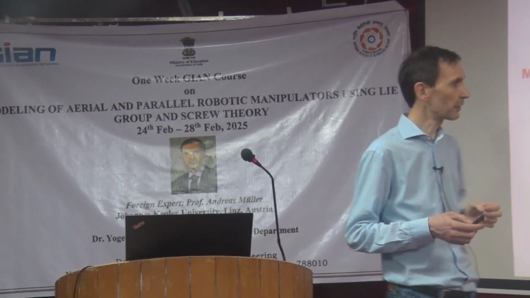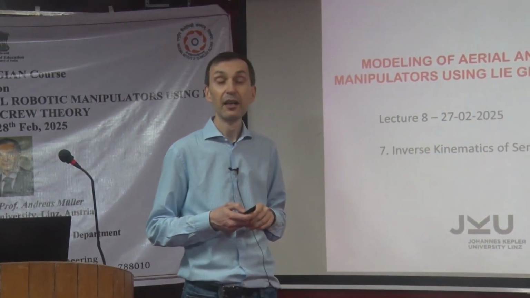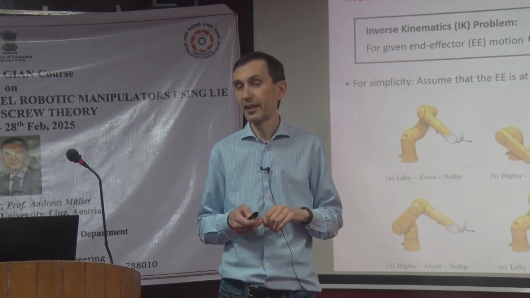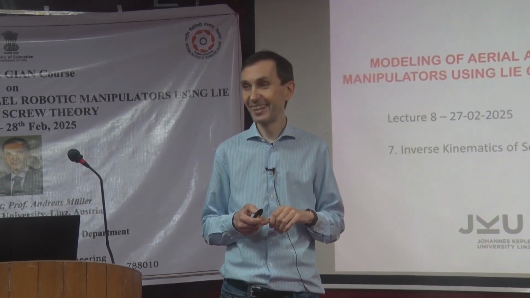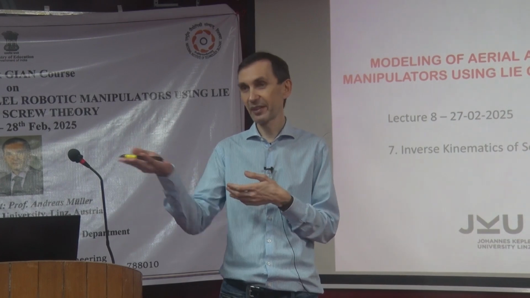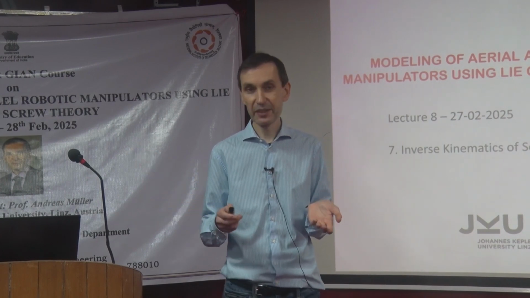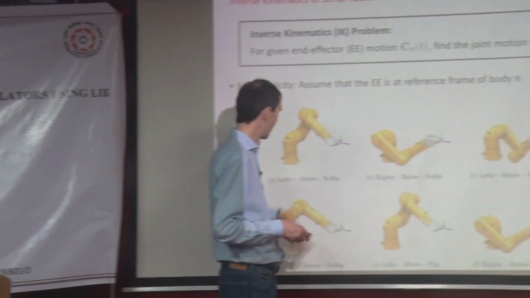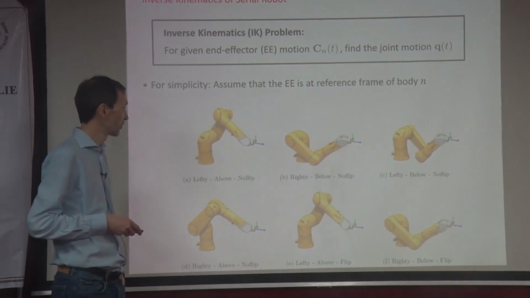So the inverse kinematics. Very good, exactly, geometrical solution. Closed form solutions, yes, exactly. For some there are closed form solutions; for many there are no closed form solutions. For example, let's take this typical six degree of freedom robot.